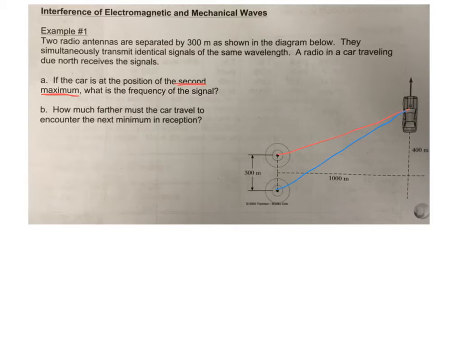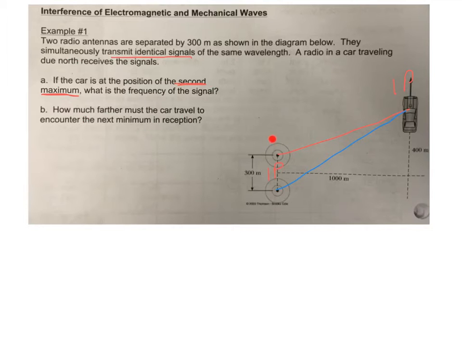Also note that in this position, it mentions to us that it reaches the second maximum at this point. And so if it happens to be a maximum, something that we know is that there has to be constructive interference here. If there's constructive interference here, then we note this by saying that these two waves have to be in phase with one another. We also know that both of these are antennas that are simultaneously transmitting identical signals of the same wavelength. So we can see that these both also start in phase.